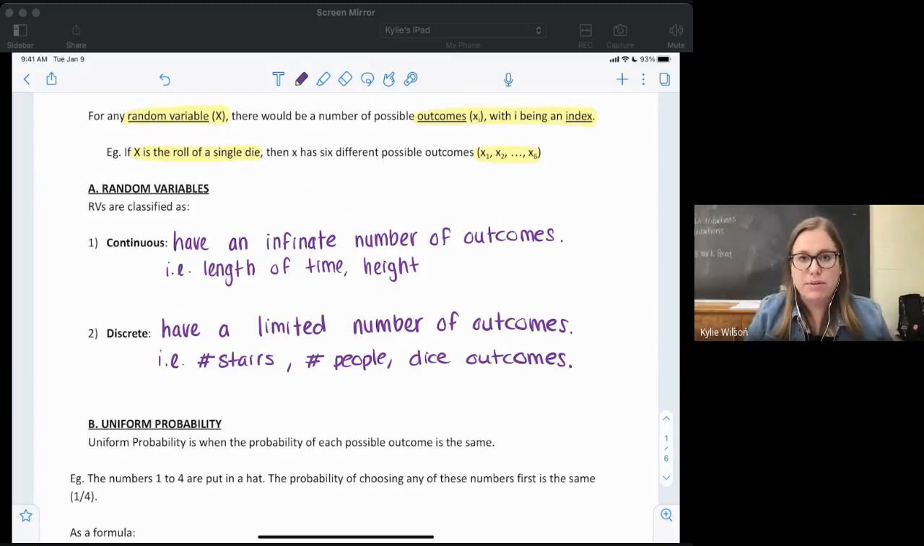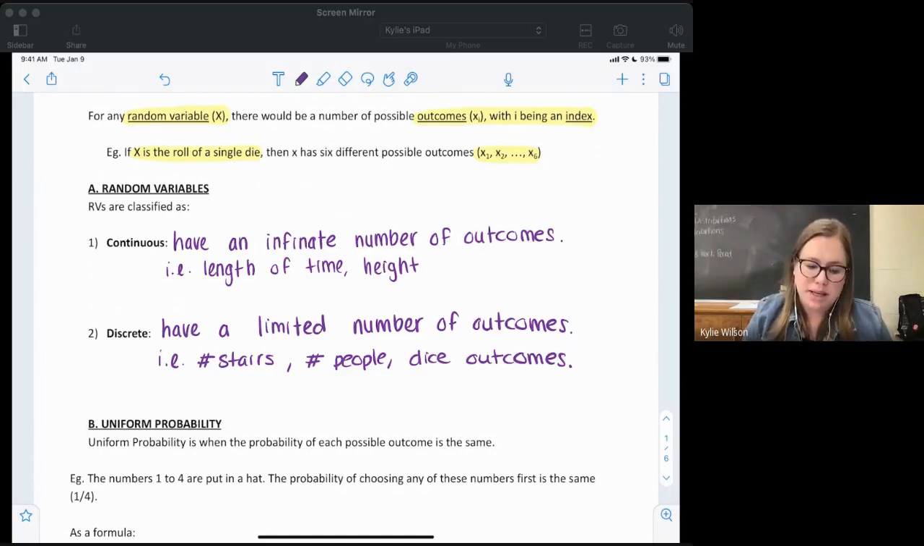So for example, if I were to roll a single die, the only outcomes I can get are 1, 2, 3, 4, 5, 6. There's no way I could get 3.2 on a random die. So all of those numbers in between 3 and 4, they are not possible outcomes for my discrete random variable. I could either have 3 or I could have 4. All those little decimals in between, unfortunately, can't be real outcomes, and that's because it is discrete. So that's what those two things mean.